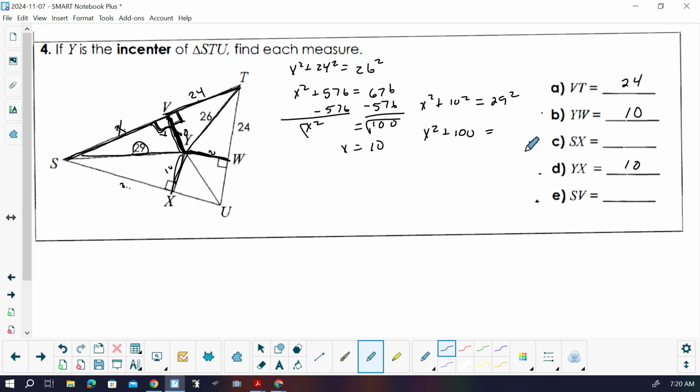Let's see here. I can't do that one in my head. 29 squared is 841. Subtract 100 from both sides, and we get x squared equals 741. Then take the square root of 741, which is 27.22, so that would just be 27.2. So 27.2 for both of these, because that would be this side, and these are the same length. And that's how you do problem number 4.